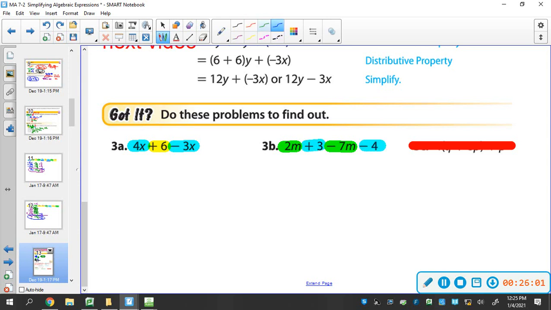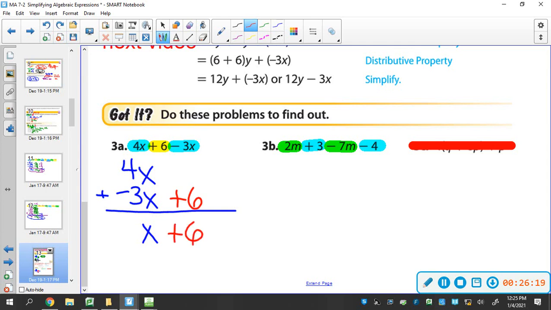So first you always have to find your like terms, then you combine them. So my 4x and my negative 3x, well, 4 plus negative 3, that gives me a positive 1, so that's going to be a 1x, which is just x. Then my constant by itself stays the same. It doesn't combine with anything else. So it's x plus 6 is our answer there.